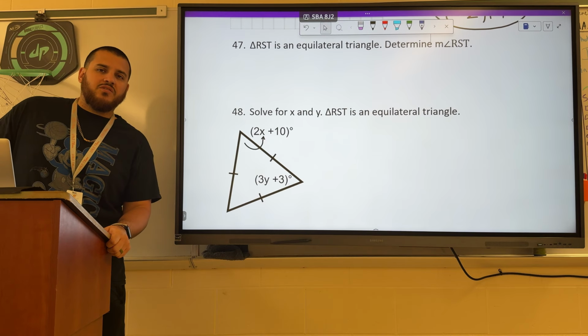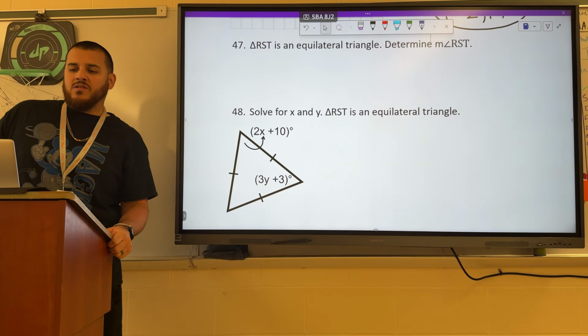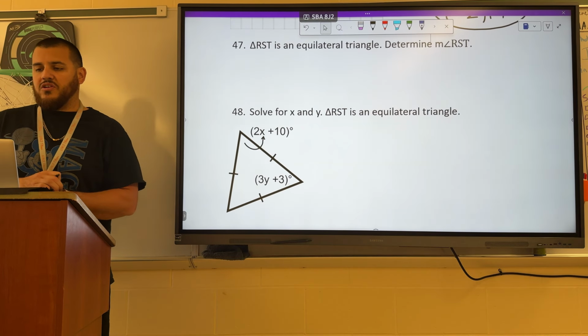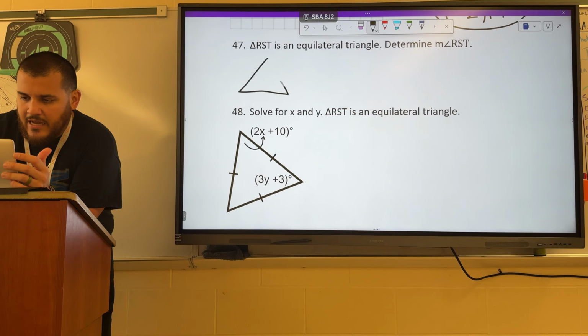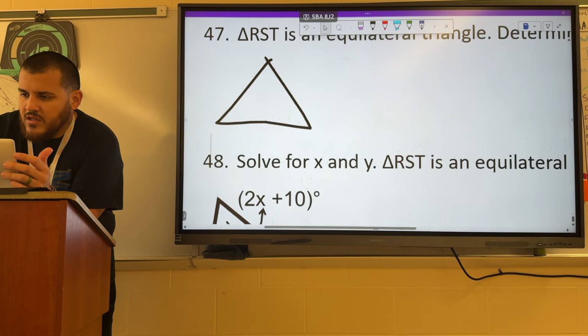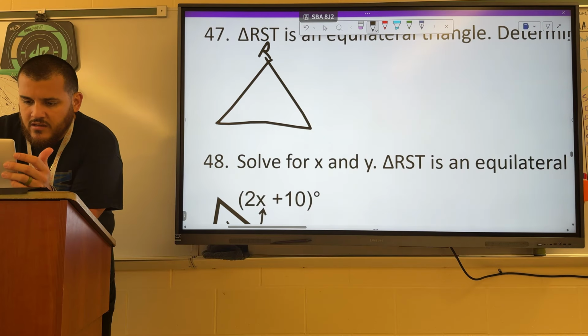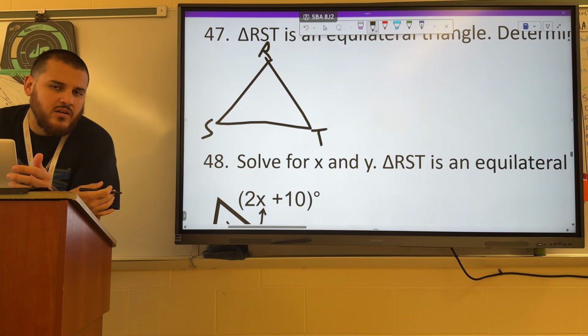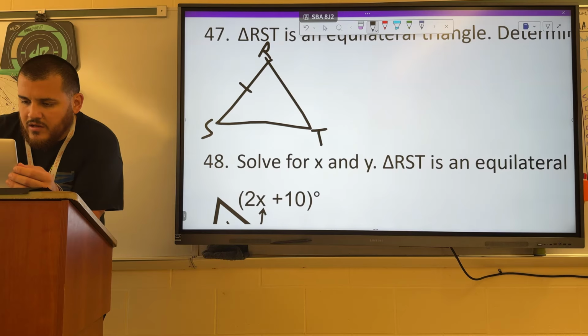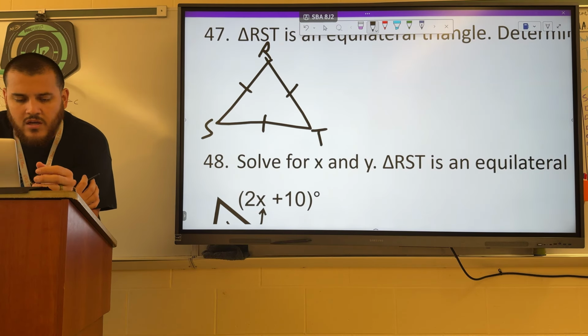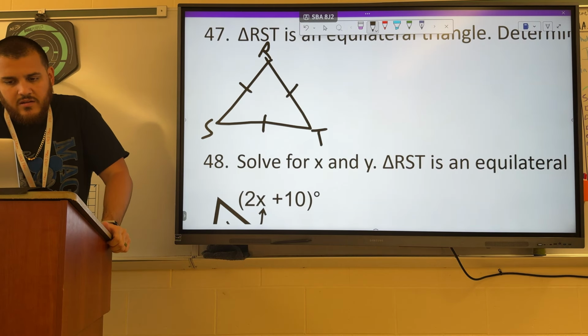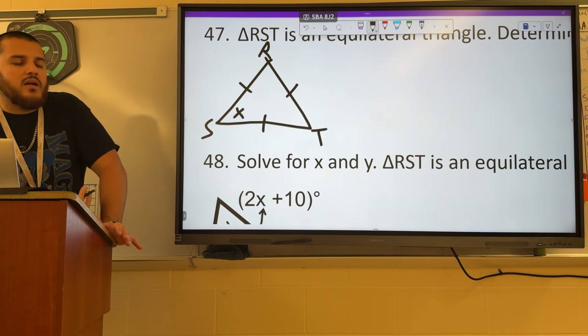47 and 48 are a nice review of equilateral triangles. 47 says RST is an equilateral triangle, and we have to find the measure of angle RST. I am going to just draw a triangle RST. And if it's an equilateral triangle, that means all the sides are going to be congruent to each other, and all the angles are also going to be congruent to each other. RST is this angle here in the bottom left corner. It's unknown, I call it X.